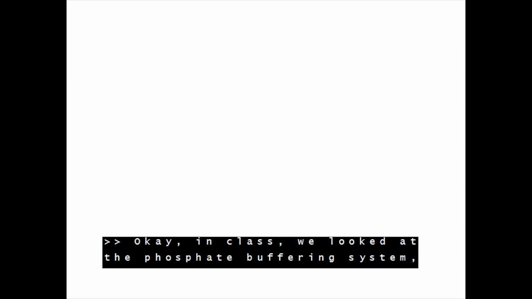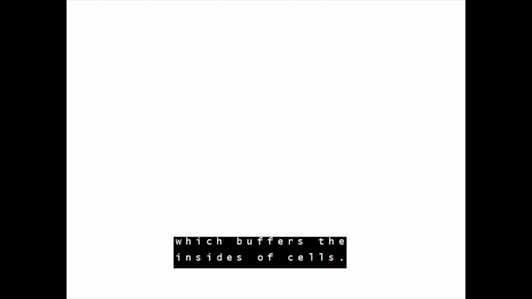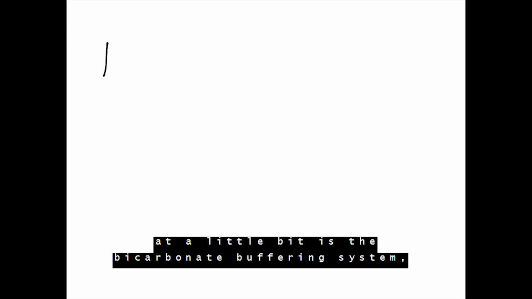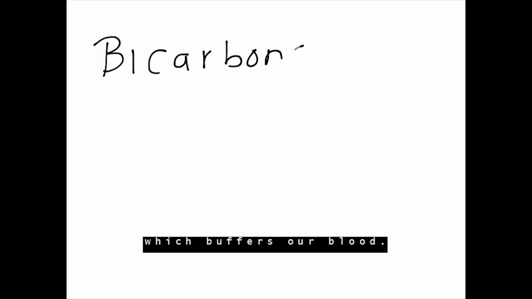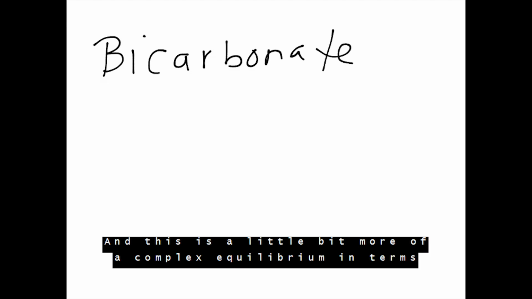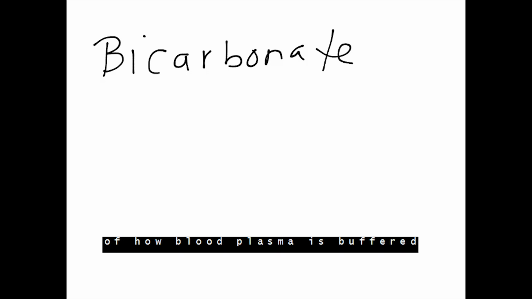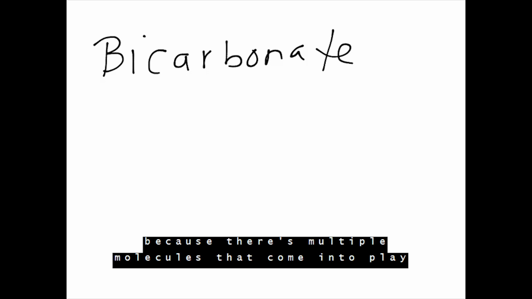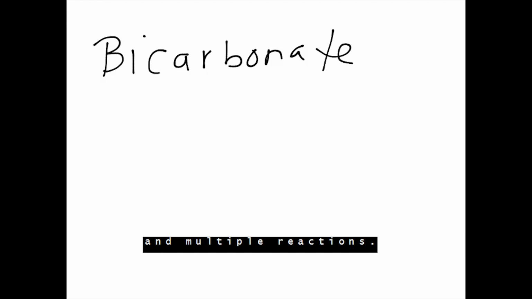Okay, in class, we looked at the phosphate buffering system, which buffers the insides of cells. And now what we want to look at a little bit is the bicarbonate buffering system, which buffers our blood. It's just a little bit more of a complex equilibrium in terms of how blood plasma is buffered because there's multiple molecules that come into play in multiple reactions.